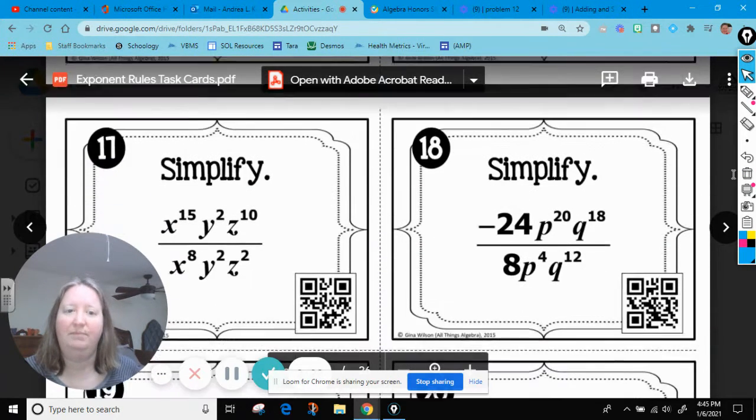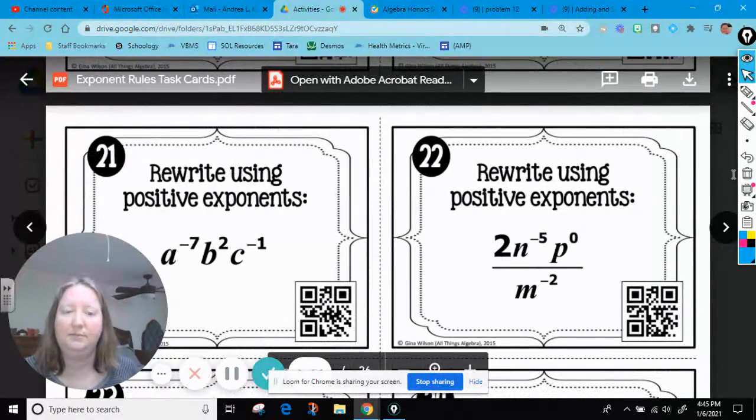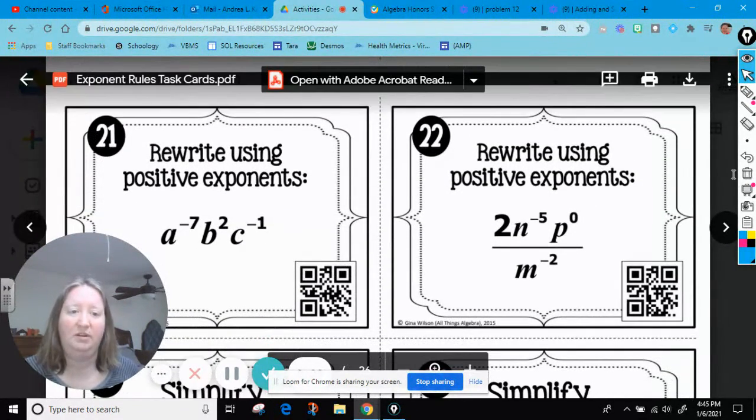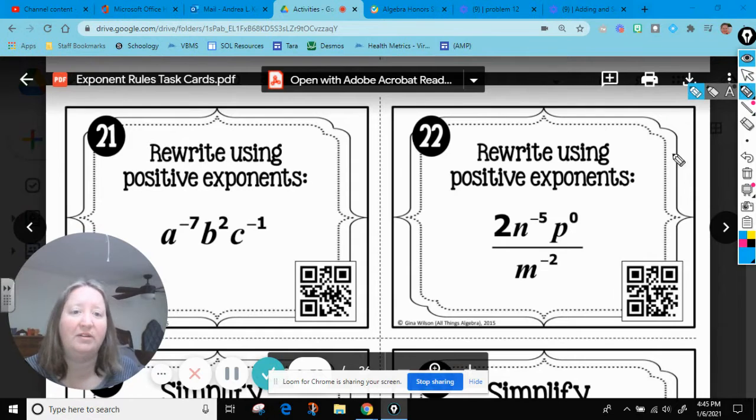Let's see if I can include anything else in here. 0 power. Let's make sure you remember what the 0 power is. That just means this is 1. Whatever it is to the 0 power is 1. Now, when you have a negative exponent, you cannot leave it where it is. So this negative exponent is going to have to go down, and this negative exponent is going to have to come up to lose their negativity.